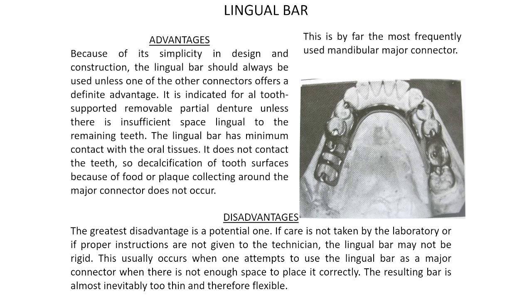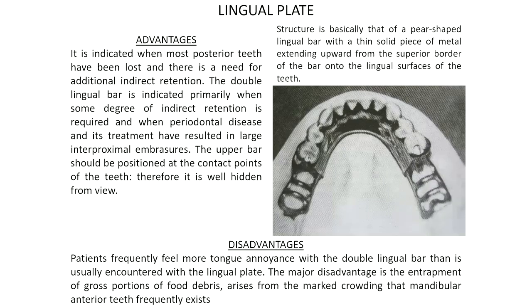And this occurs when attempts are made to use a lingual bar as a major connector when there is not enough space to place it correctly. That is, initially we mentioned there should be a 3 mm gap between the gingiva and the major connector in a mandibular major connector. So if that criterion cannot be met, then you should consider other options as major connectors. Now coming to the next one, that is the lingual plate.